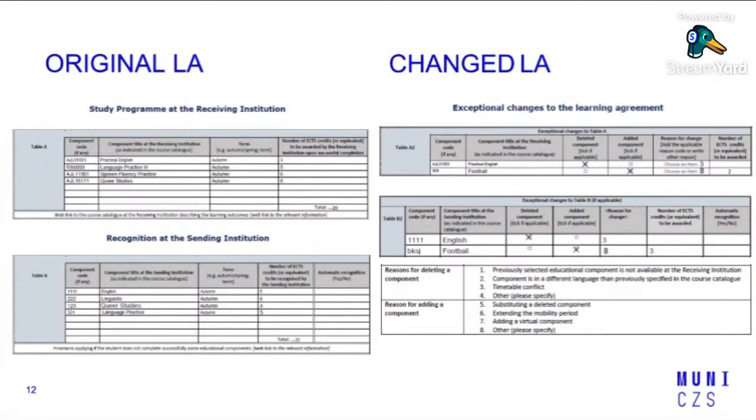Now the second course, I decided to additionally register for football course. So I put it in table A2 and marked as edit. Also, there's a reason as well, in this case number 8. Also, do not forget to put the number of credits. This one gives us 2 credits. The same with the table B2. Course marked as edit, reason and number of credits.